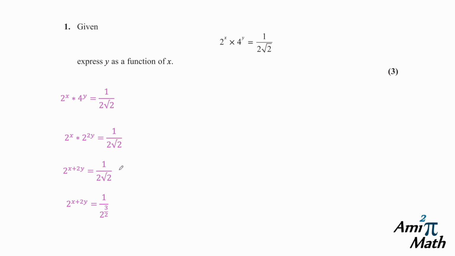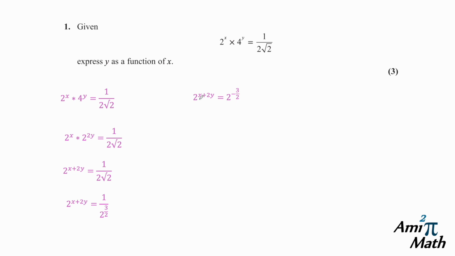We can write 2 root 2 as 2 to the power of 3 over 2. This is because this is 2 to the power of a half, and this is 2 to the power of 2 over 2, and then when you multiply them, you add the powers, and you get this. And then we can just write it as 2 to the power of minus 3 over 2, the minus signifying it is 1 over 2 to the power of 3 over 2.